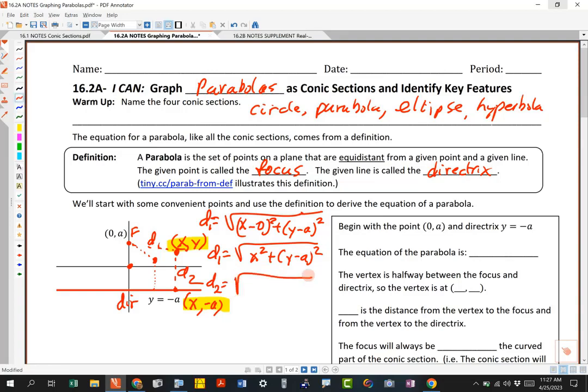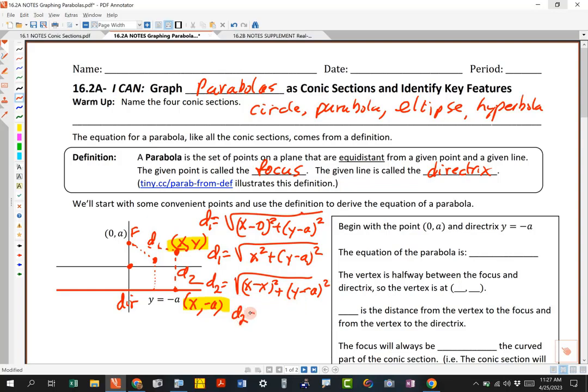So I'm going to do a big square root. And I'm going to do x2 minus x1. So that's going to be x minus x, because they're the same horizontal distance from the origin. Plus y2 minus y1. This needs to be a plus. And y1 in this case is a negative a. So I'm going to clean this up just slightly. Everybody okay with that?